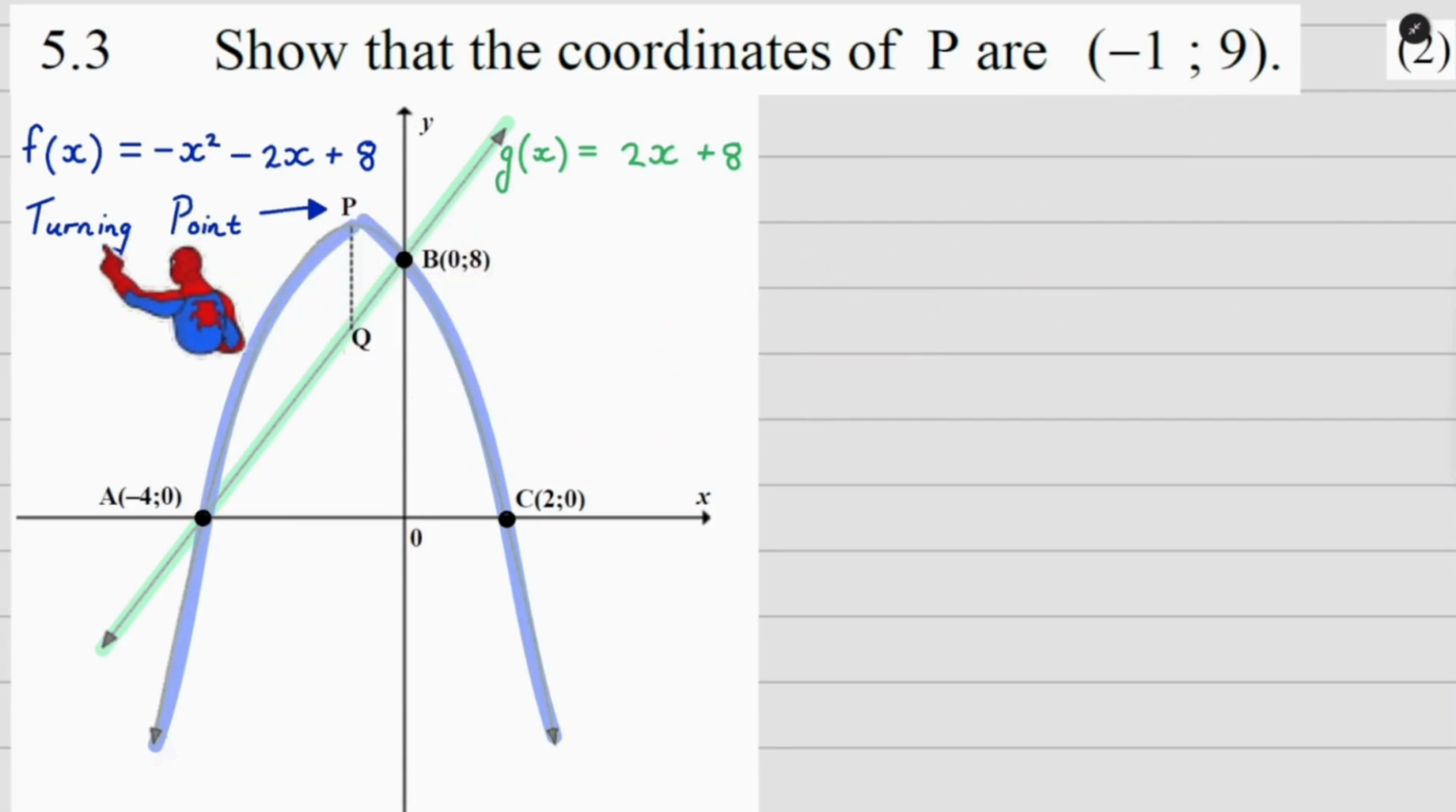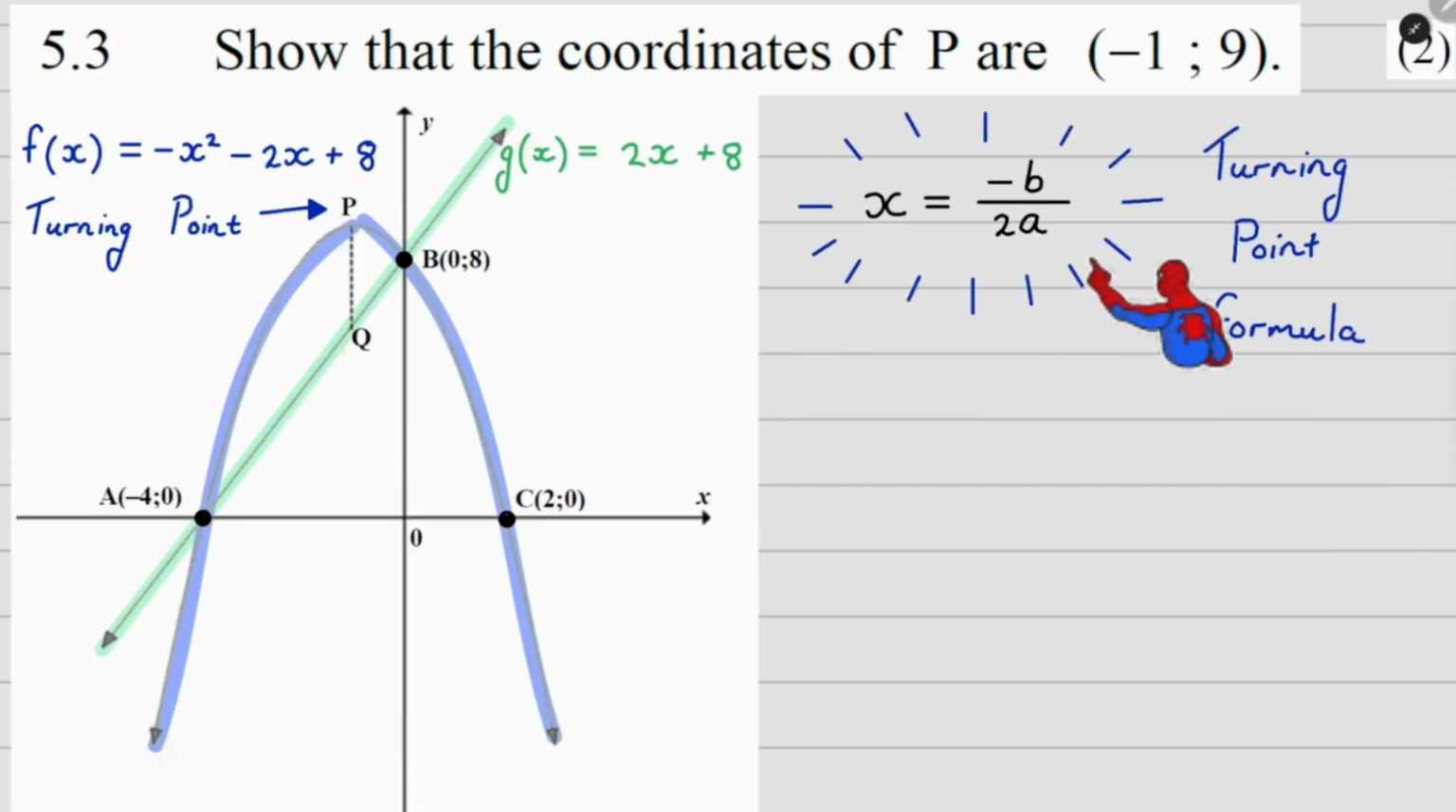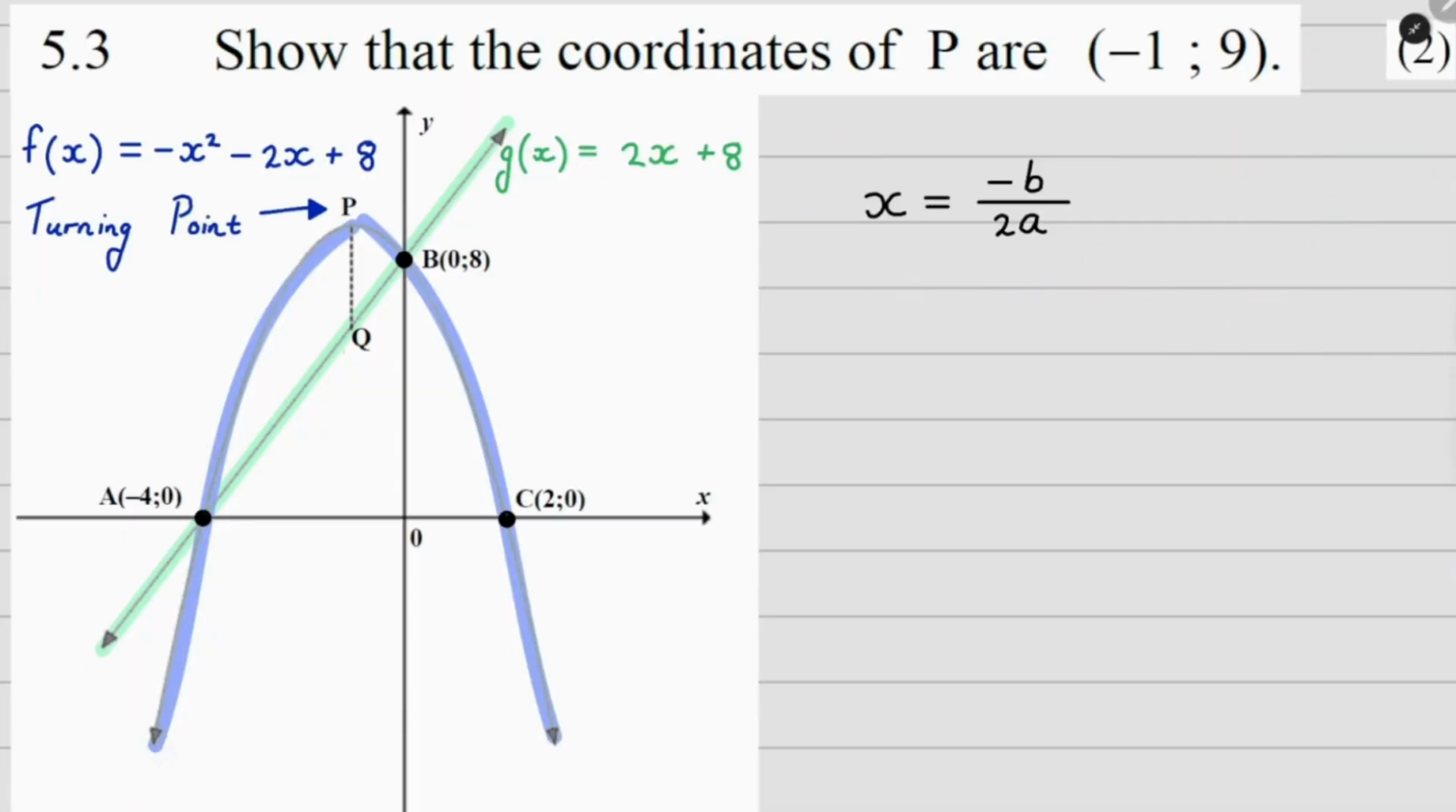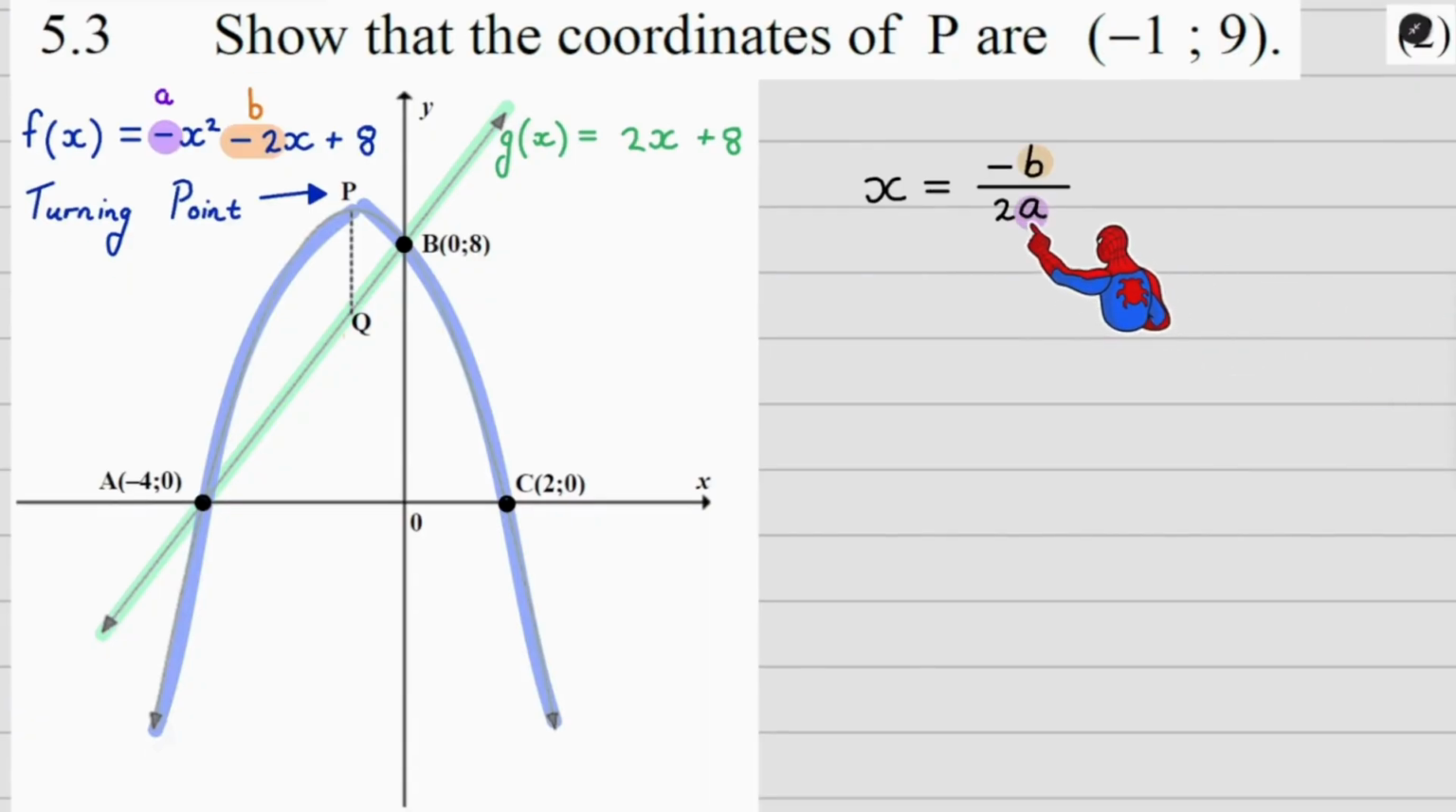Okay, check what p is, bro. It's the turning point. So we're going to use the turning point formula. Okay, and this formula, you really want to know it off by heart. It is not on the formula sheet. So memorize it because they always ask it. And then a and b can be found in the equation of the parabola. If there's no number here, it's a sneaky weasel. It's a 1. So a is minus 1 and b is minus 2. We're going to chuck them in here and see what it gives us.